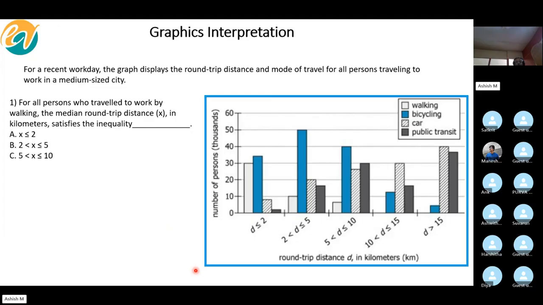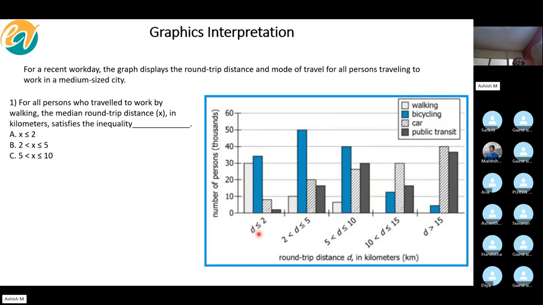So basically what this is saying is, okay, all right, I don't remember the answer. So what it's saying is, notice this is basically walking, correct? So for people whose round trip distance is lesser than 2 kilometers, 30,000 people walk.